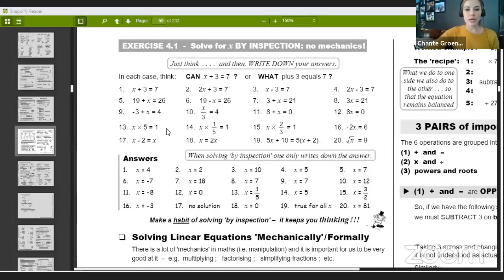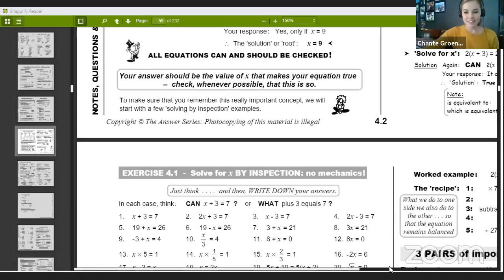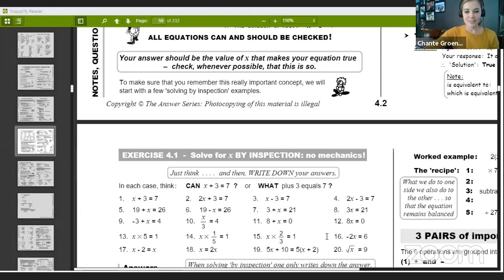Perfect. So here I want us to do number 6, number 11, and number 16. Can you see? No problem, Ollie. Let me know when you guys are done.